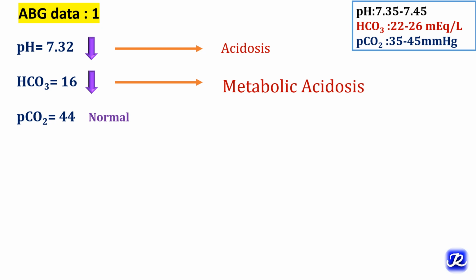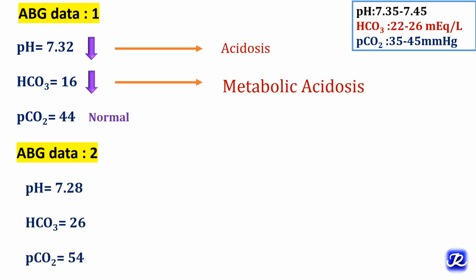The third step in ABG interpretation is to identify the compensation, whether it is uncompensated, partially compensated or fully compensated. Here partial pressure of carbon dioxide is normal. There is no change in the level of partial pressure of carbon dioxide. So it is uncompensated metabolic acidosis, which can normally be written as just metabolic acidosis.